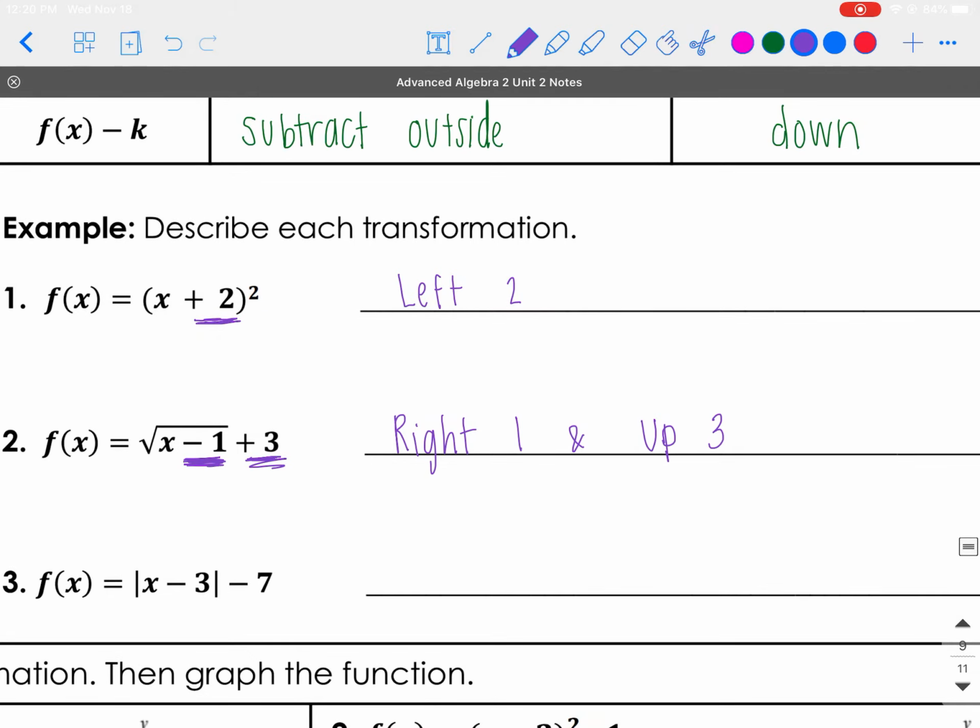Number 3, let's look inside first. So inside is a subtraction. So when I'm subtracting on the inside, that moves right 3. And I'm subtracting on the outside, that moves down 7.